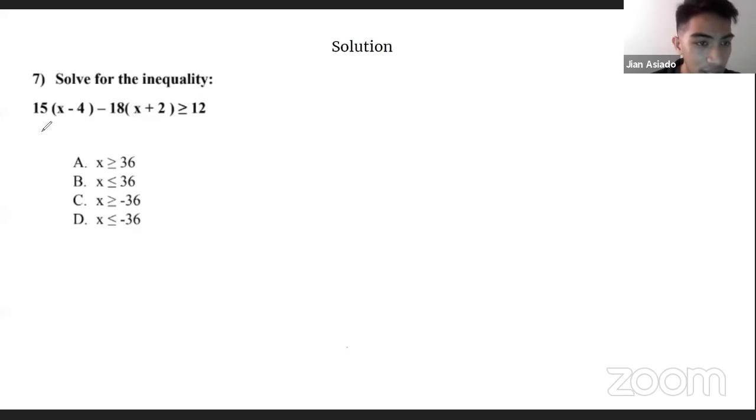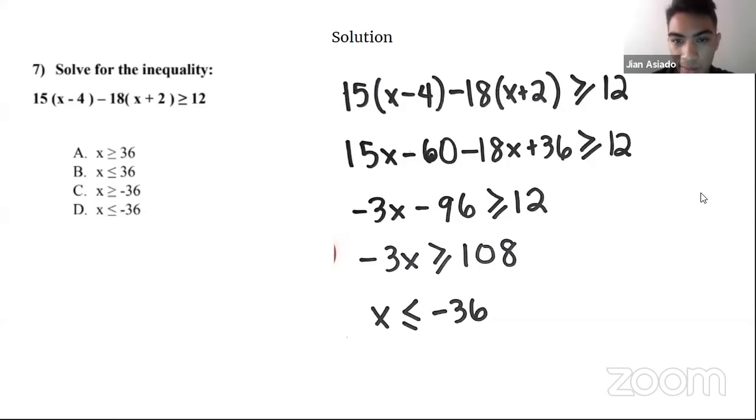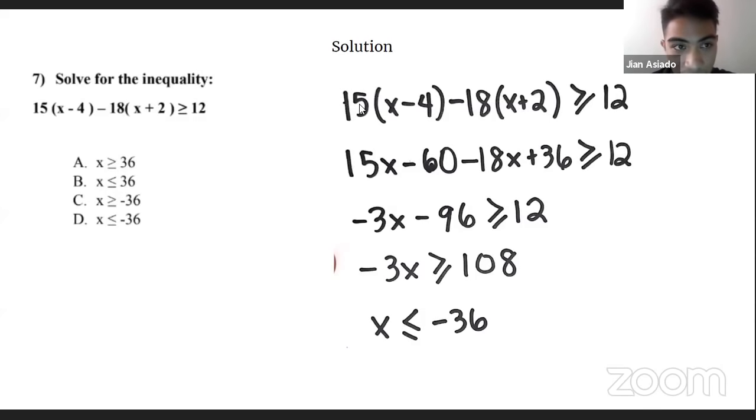Okay, solve for the inequality. This one, kung paano ka mag-solve ng isang inequality, same lang din siya. Kung paano mag-solve ng isang equation, same lang din sa inequality, no? So, you just treat this like an equal sign. So, perform the following operations. Ayan, no? So, 5.